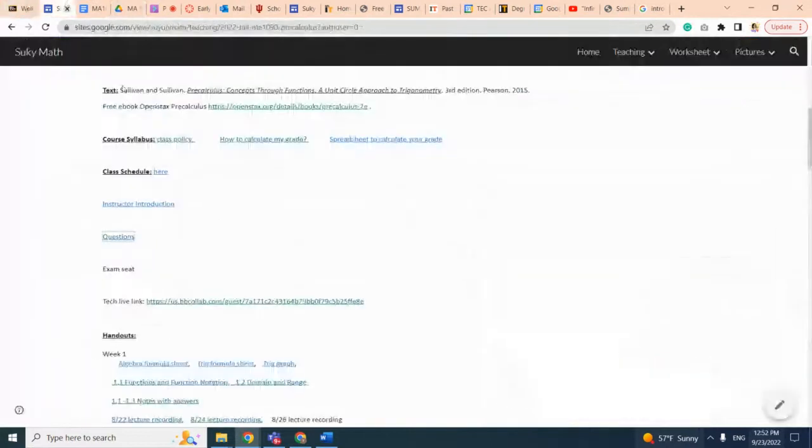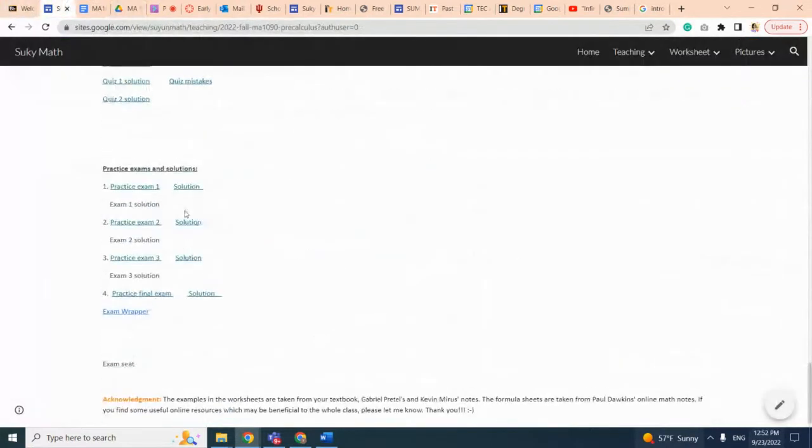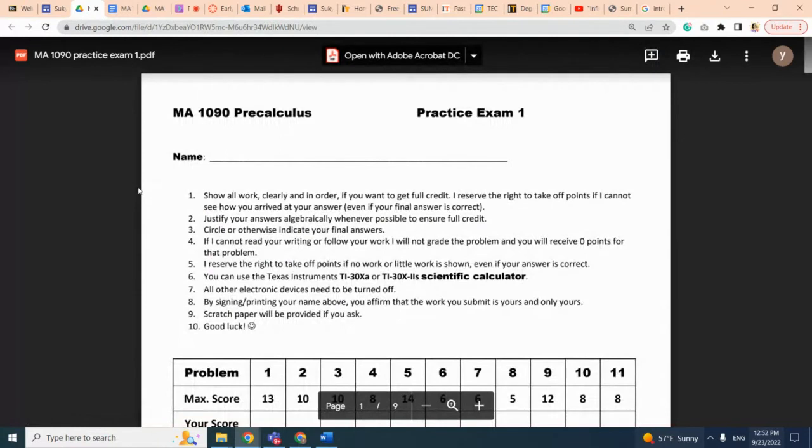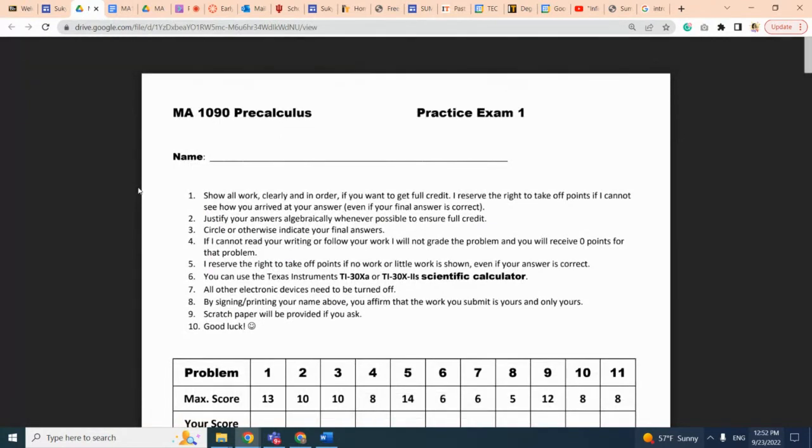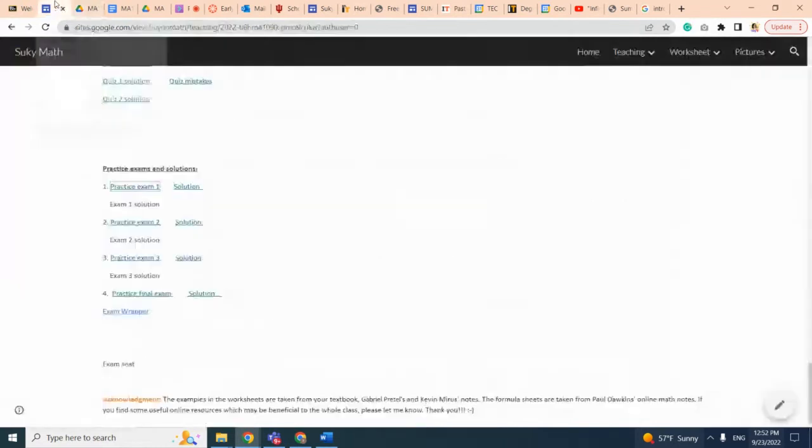The practice exam is on our website at the bottom. You see the practice exam 1 and the solution. What you need to do is first use pencil to finish your work, and then try to finish within 1.5 hours. And then once you click the solution, use red pen or other color pen. If you're correct, make a check mark. If you have a mistake, write down the correction next to it so you know what is the correct way to solve the problems.